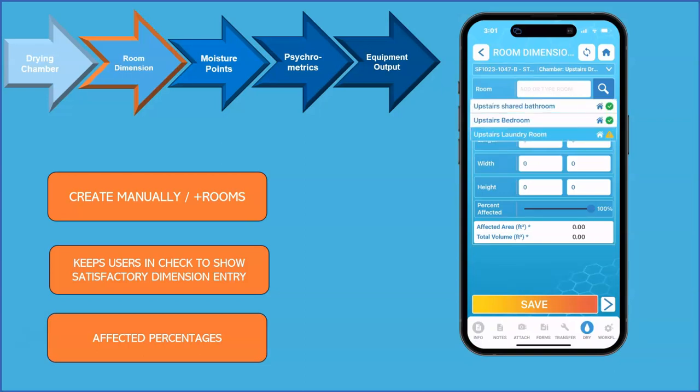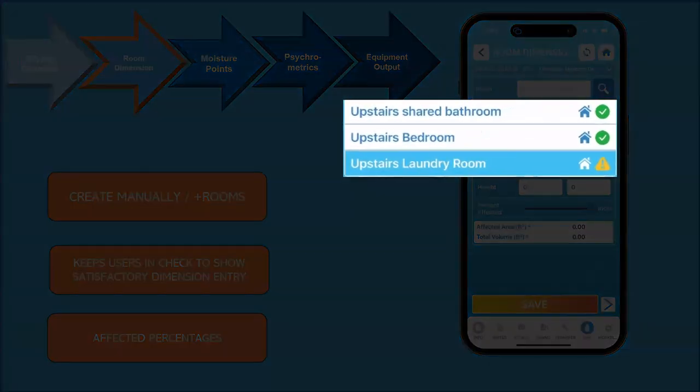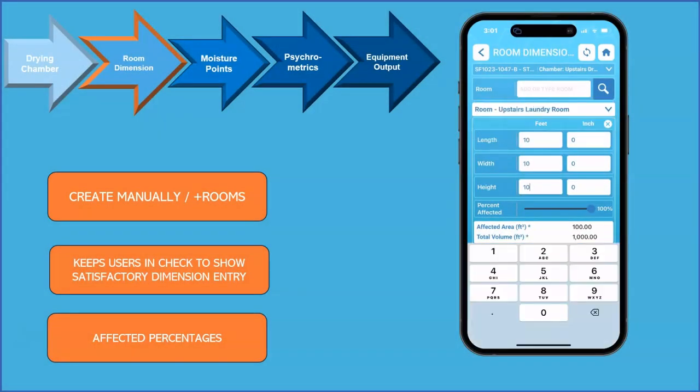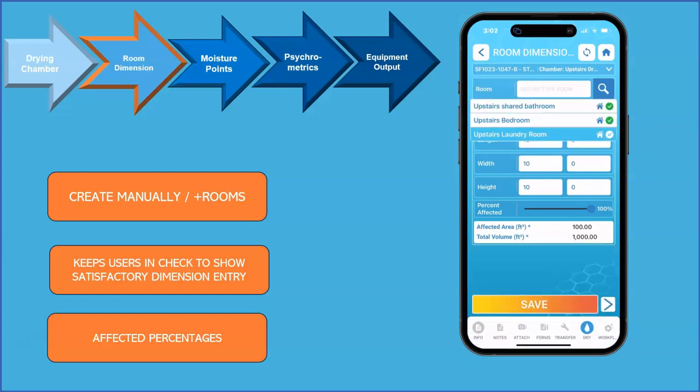If I applied a room to my room dimensions list and I did not enter satisfactory room dimensions, it will display with an exclamation point within the room list. To navigate to your entire room list, tap on the room name to display. Once you have entered in all your room names, select Save.